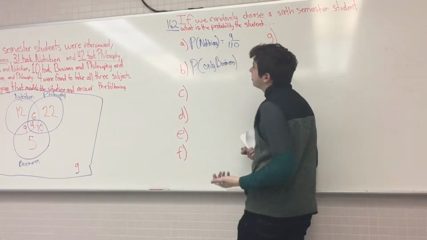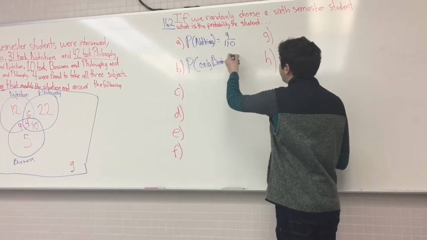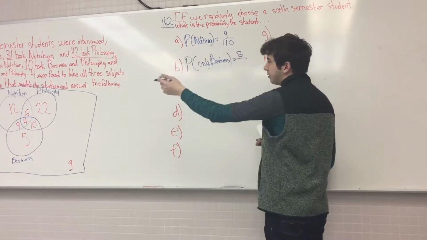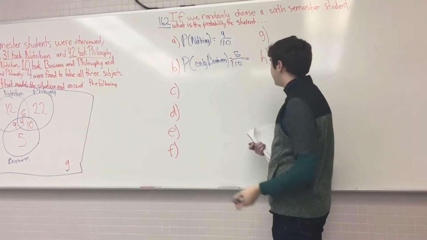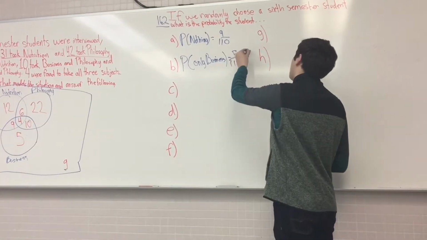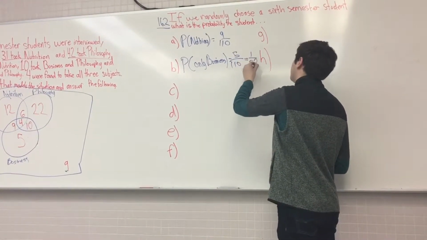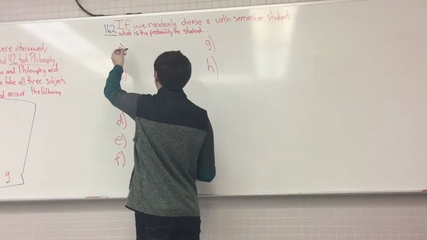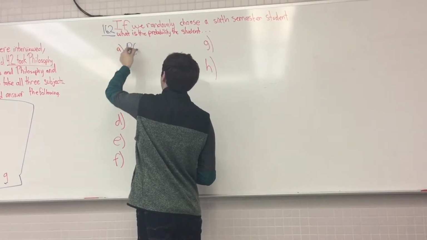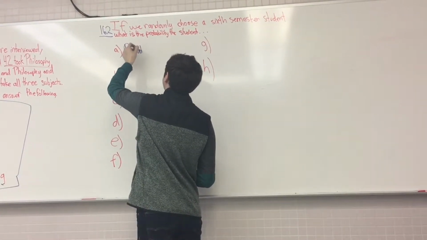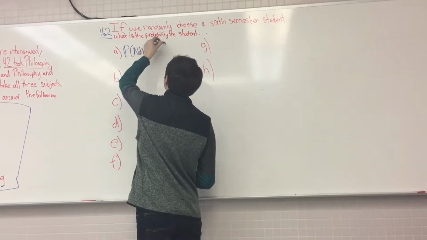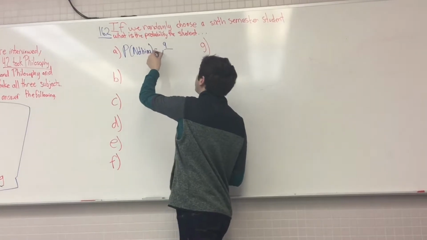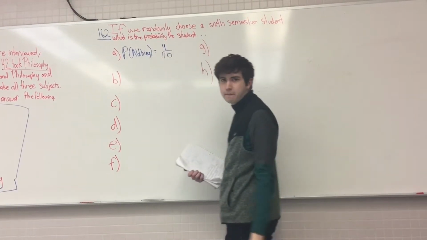So the students who only carry business are going to be 5 out of the total, which is 110. And you can simplify your answer, which will be 1 over 22. So you write P of nothing, which are the students who are not in any of the three, is equal to 9 over 110, okay?